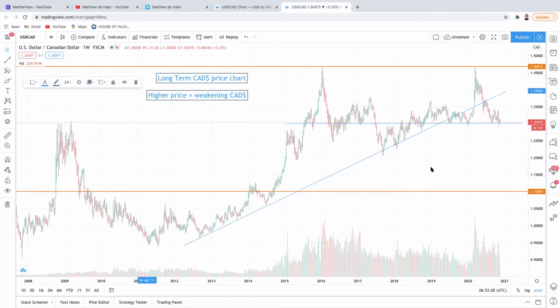But for the time being, this is the way the Canadian dollar is playing out, and we will keep our eyes on it.